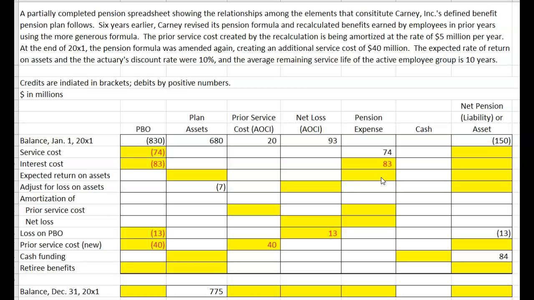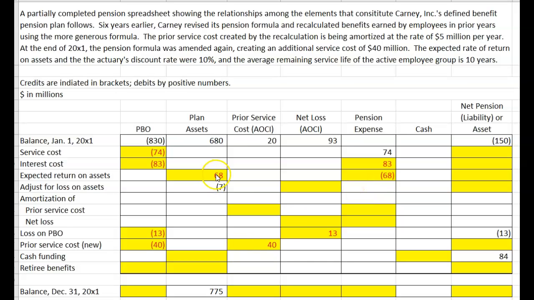Think of it this way. If the company owes the plan a certain amount of money, and part of that money is funded by investing the assets, then the expense to the company is reduced by the amount of return on plan assets. So calculate the expected return on plan assets and record it in the plan asset and pension expense columns. Then start the video again to check your work.